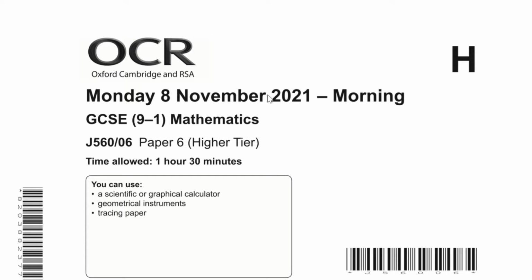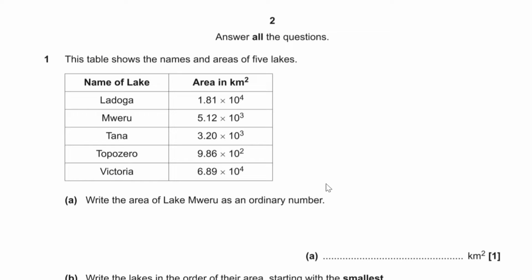This is the OCR GCSE 9-1 Maths Paper 6 from the November 2021 series, and this paper is a calculator paper. Question number 1. The table shows the names and areas of 5 lakes. We've got the name of the lake in this first column. In the second column, we've got the area in kilometers squared.